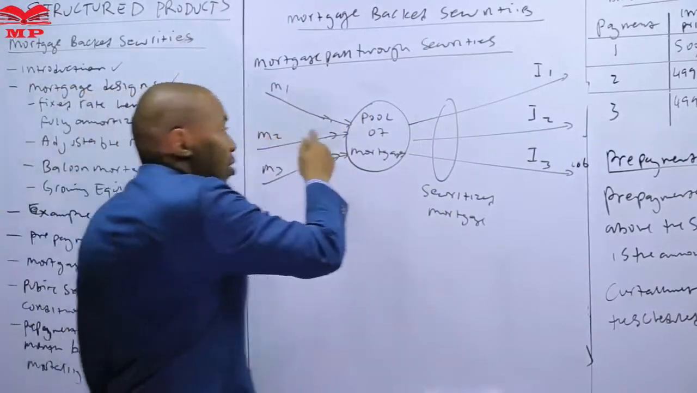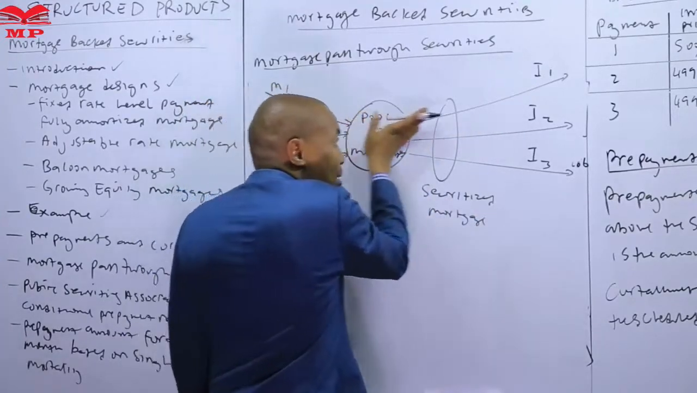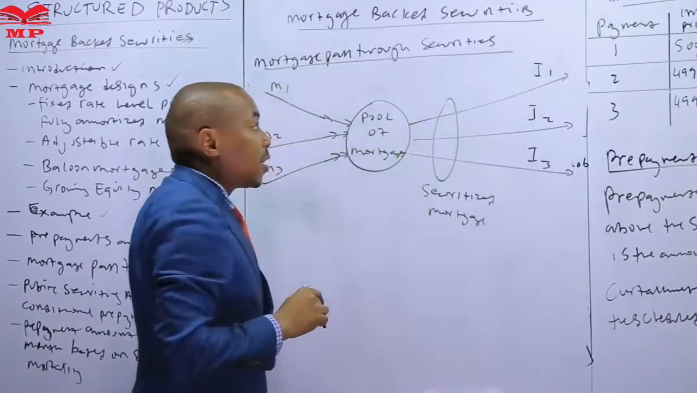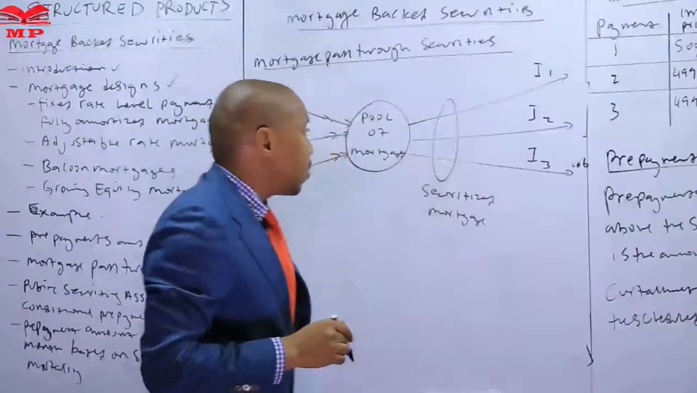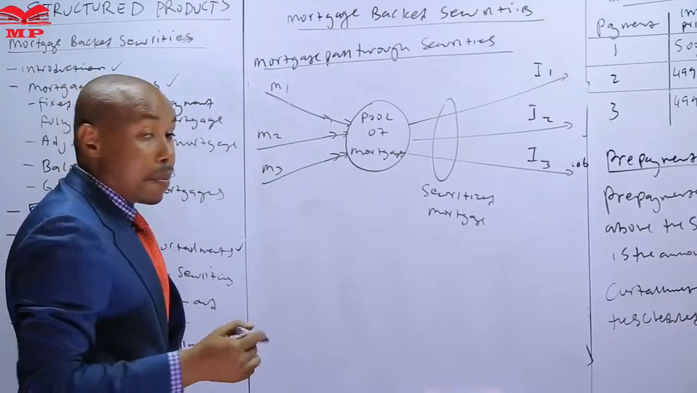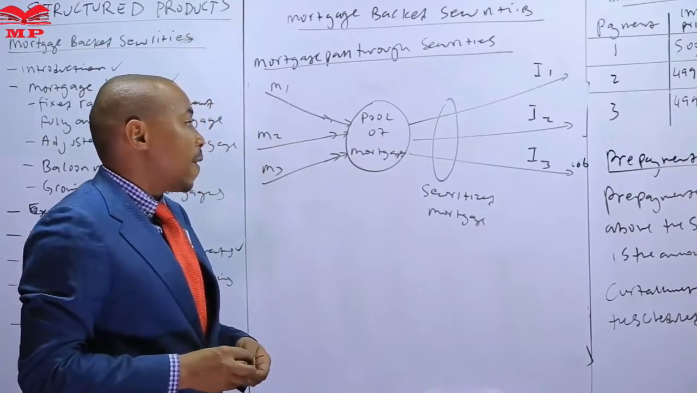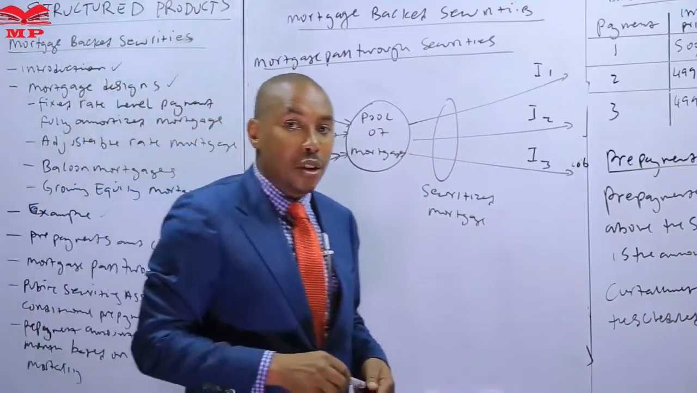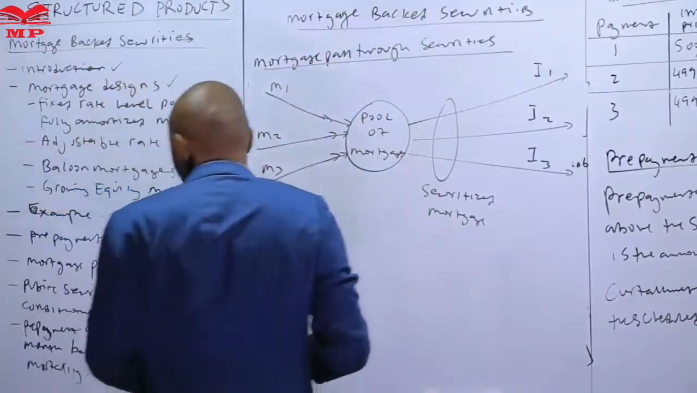The payments from mortgage 1 pass through and pay up investor 1. Payments from mortgage 2 pass through and pay up investor 2, and so on and so forth. So this represents a pooling or grouping of similar mortgages that have been securitized and issued to investors. That is what we call a mortgage pass-through security.